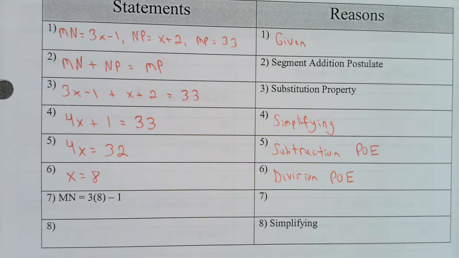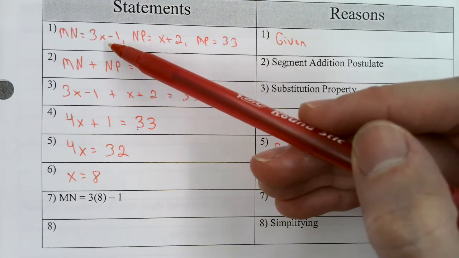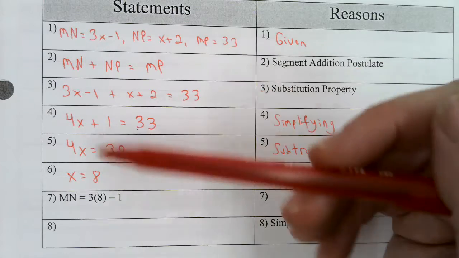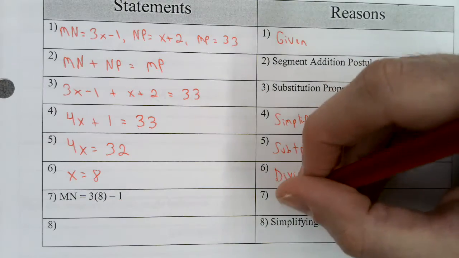And now if you look at step 7, I'm saying mn equals 3 times 8 minus 1. Now above we had mn equals 3x minus 1. So what they're doing in step 7 is they are replacing the x with an 8, because we know x equals 8 from step 6. So that is called the substitution property.